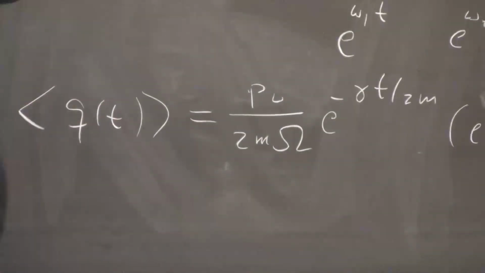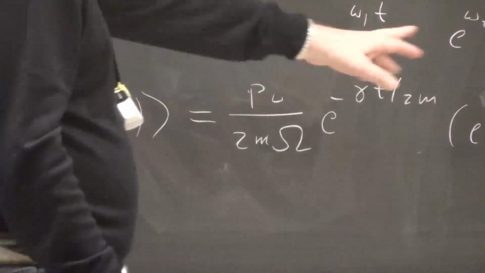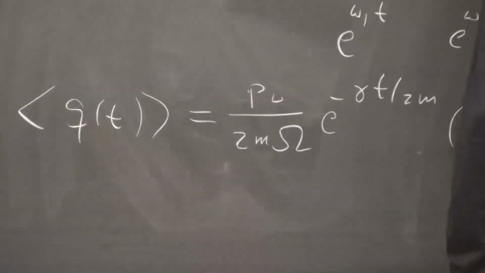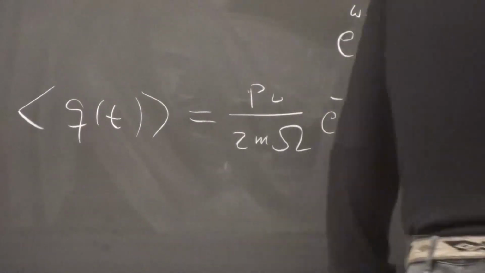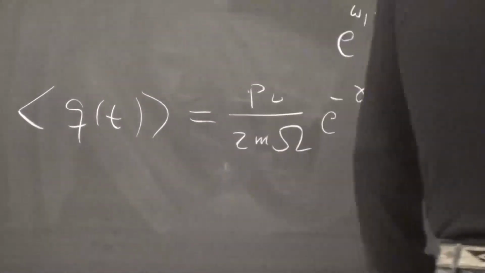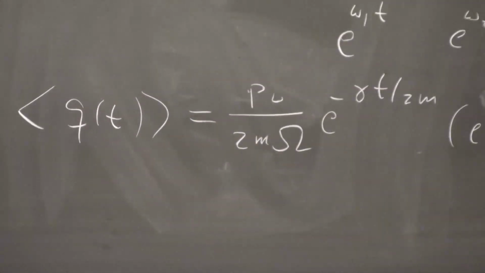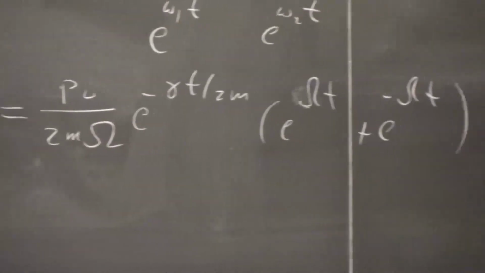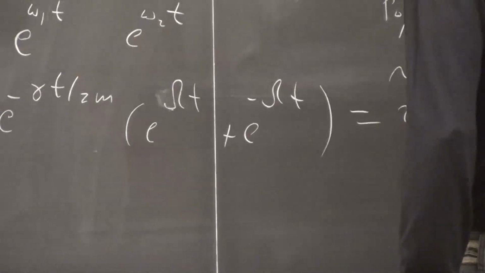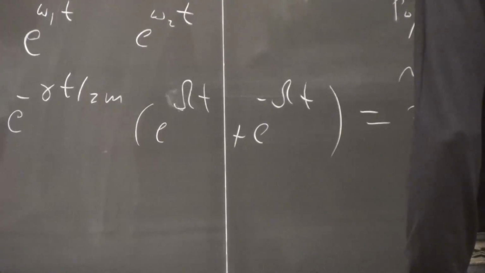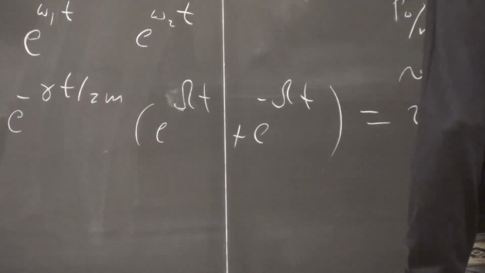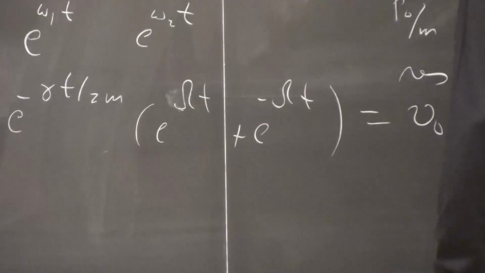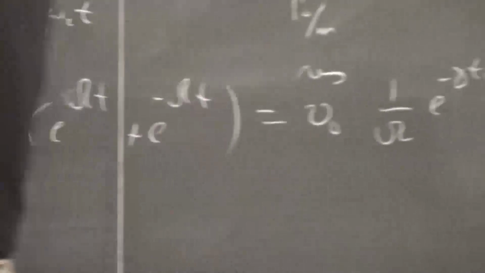Okay, now we use a 2 and this stuff there, and we can write then this one is V0. This is P0 over m, the velocity, and then times 1 over omega times e to the minus gamma t over 2m times cos omega t.